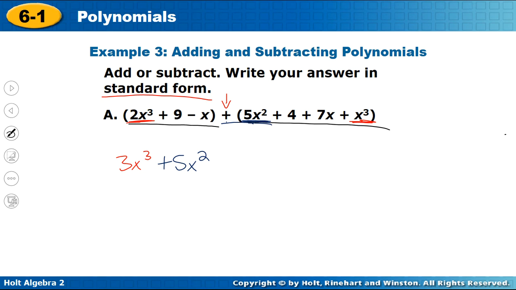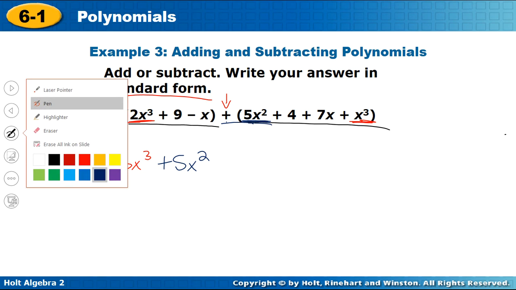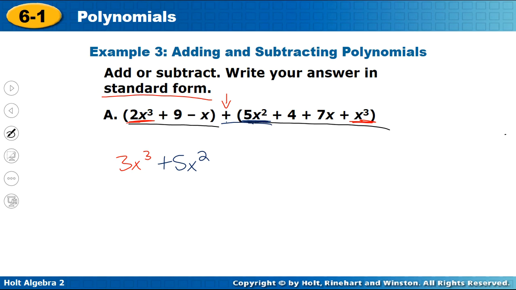All right. The next biggest degree would be x to the first power. Let's see if I can find any x to the first powers. I can. I have a negative 1x here, and I have a 7x. So I've got two. Guess what I'm doing with them? I'm adding them. So negative x plus 7x, negative 1, basically, plus 7 is positive 6. So that's going to be a plus 6x.